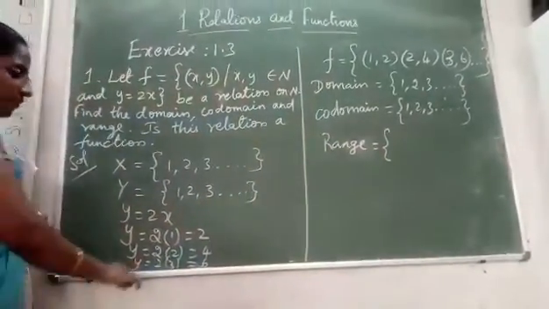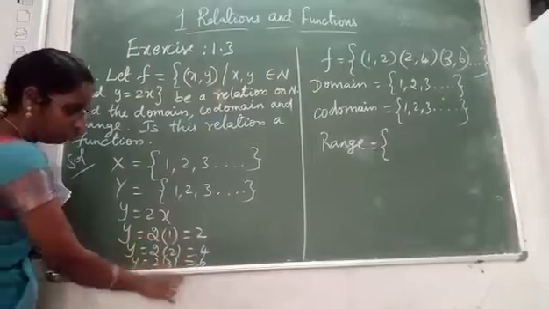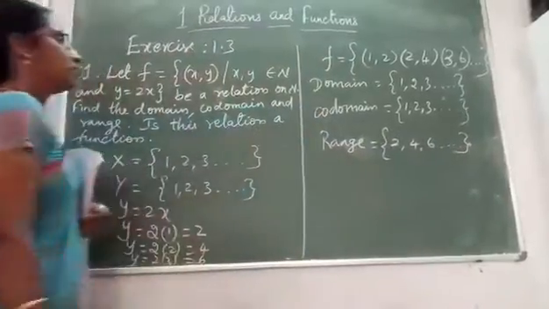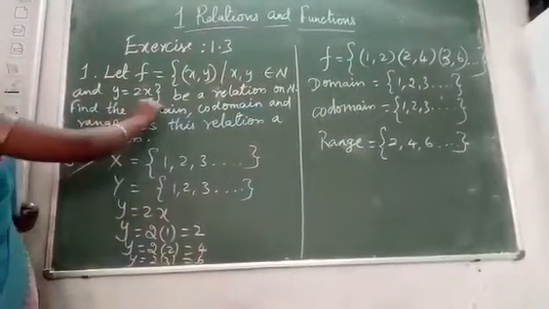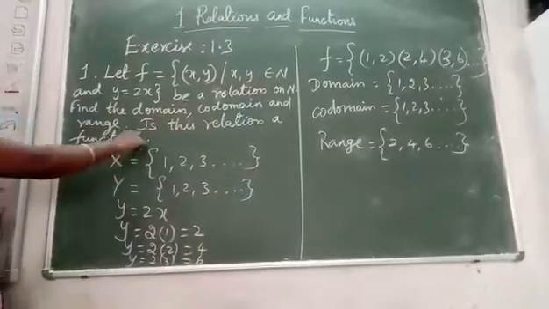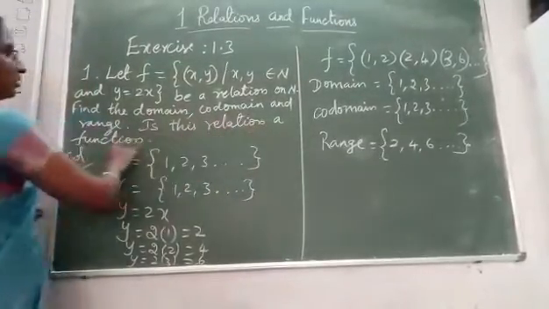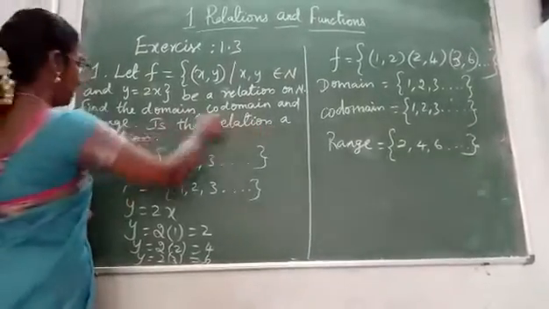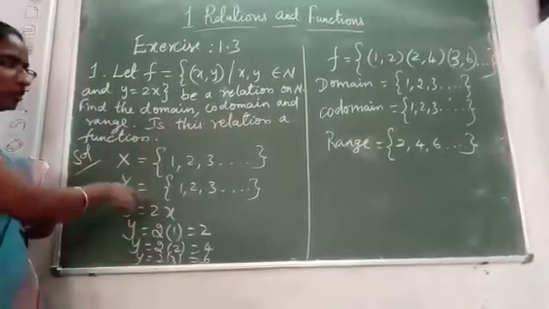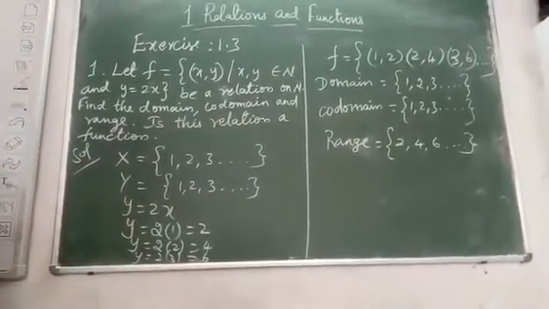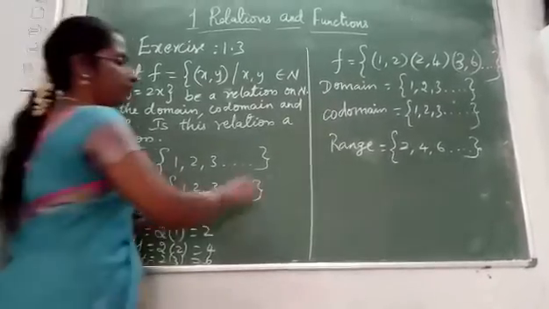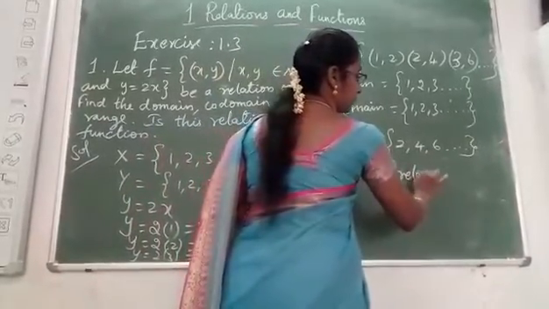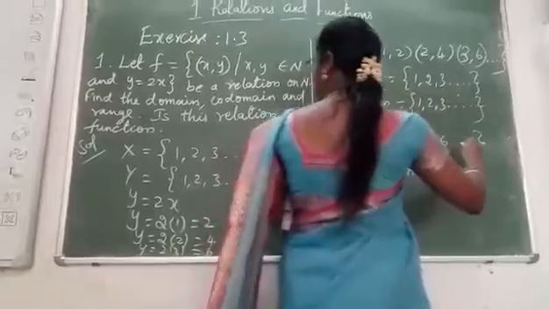So what is the process we have to do here? 2, 4, 6. That is the range. So we have completed the 3 questions: domain, codomain and range. The next one is: is this relation a function? We want to check. Yes, this relation is a function, because whatever natural number we give, the answer is also a natural number. So it is a function.